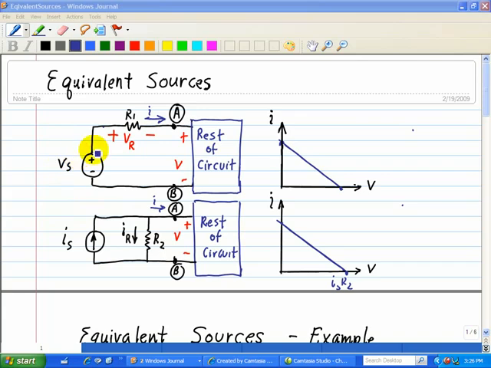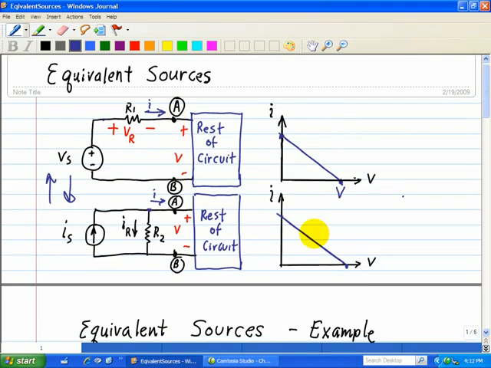So we want to take this voltage source in series with R1 and convert it into a current source that's in parallel with R2, or take this current source in parallel with R2 and convert it to a voltage source of Vs in series with R1. And the key concept here to do that is that the voltage and current characteristics across A and B are identical for this circuit as well as for this circuit. And that's what we have here, an IV characteristic associated with the terminals A and B.